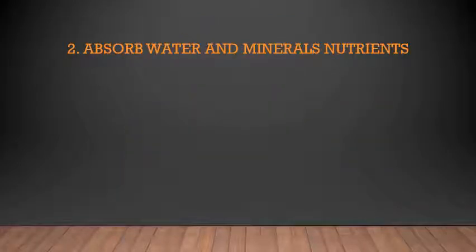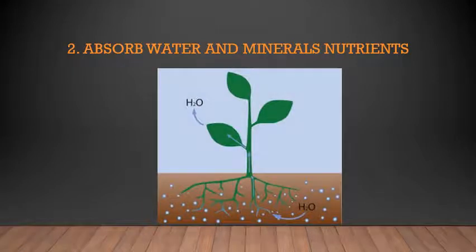Second function is it absorbs water and mineral nutrients. This is a very important function of the root. The water and the minerals that the plant requires are absorbed from the roots itself. The roots that are present in the soil absorb water and minerals. Roots spread in the ground in search of water. Along with the water, they also absorb the different nutrients. So when you're watering the plants, it is best to water the roots than to pour water all the while from the top. The roots require water. Only roots can absorb the water and minerals.